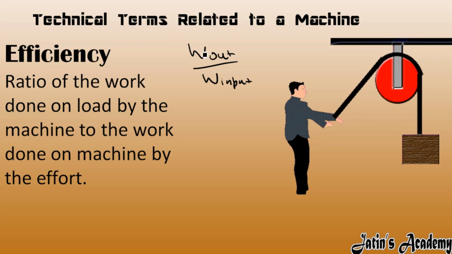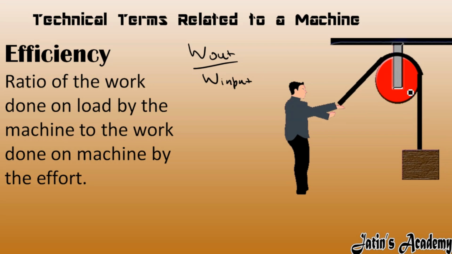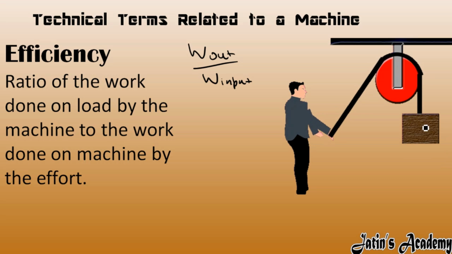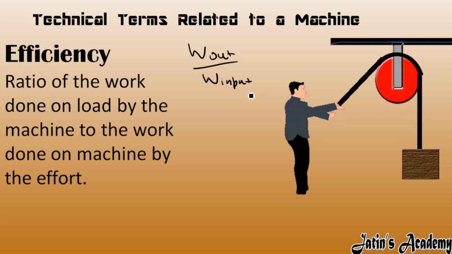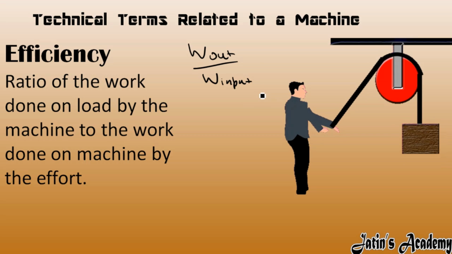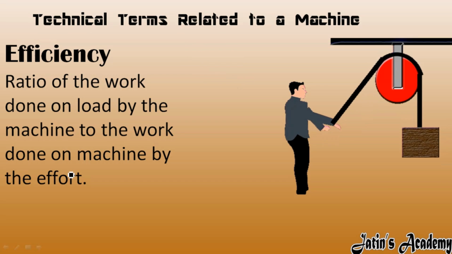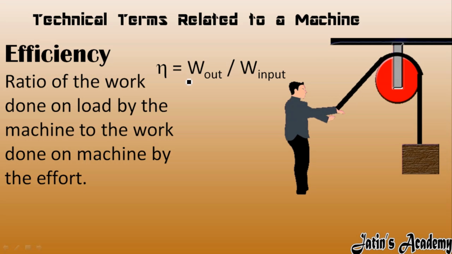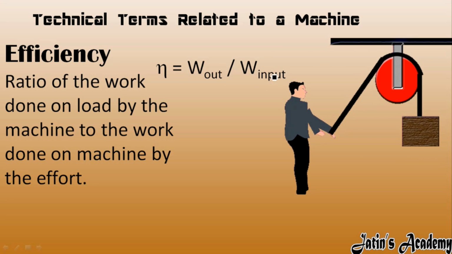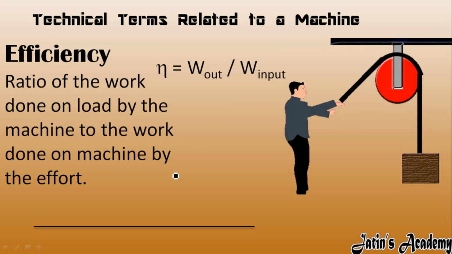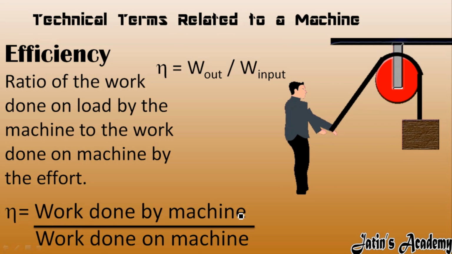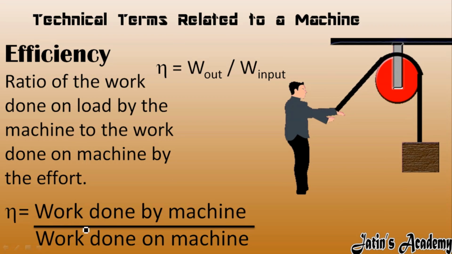So what is the meaning of work output? Work output means work done on the load by the machine. To the work input. Work input means work done on the machine, work done on the machine by the effort. So the formula of efficiency is work output over work input, and if you elaborate this formula, then we get efficiency as work done by the machine on the load to work done on the machine by the effort.